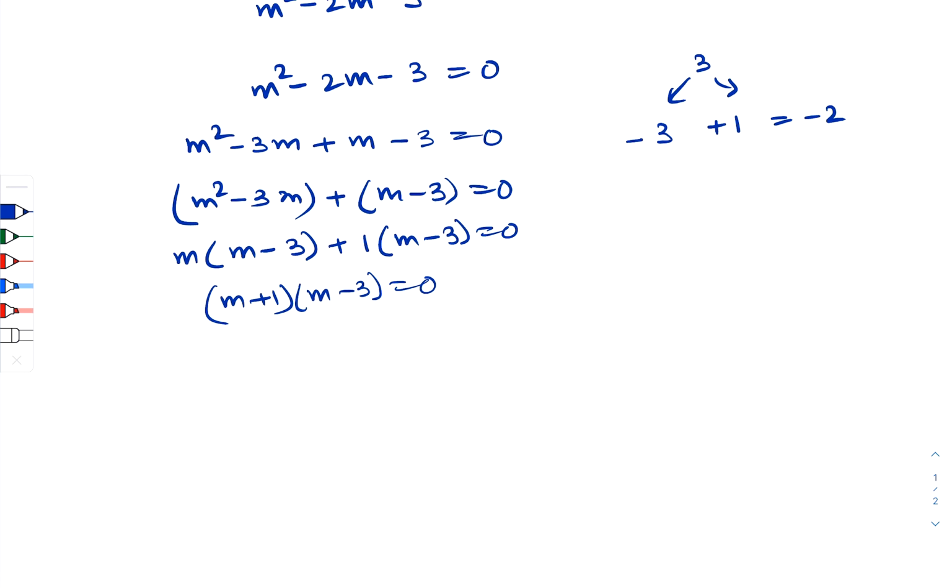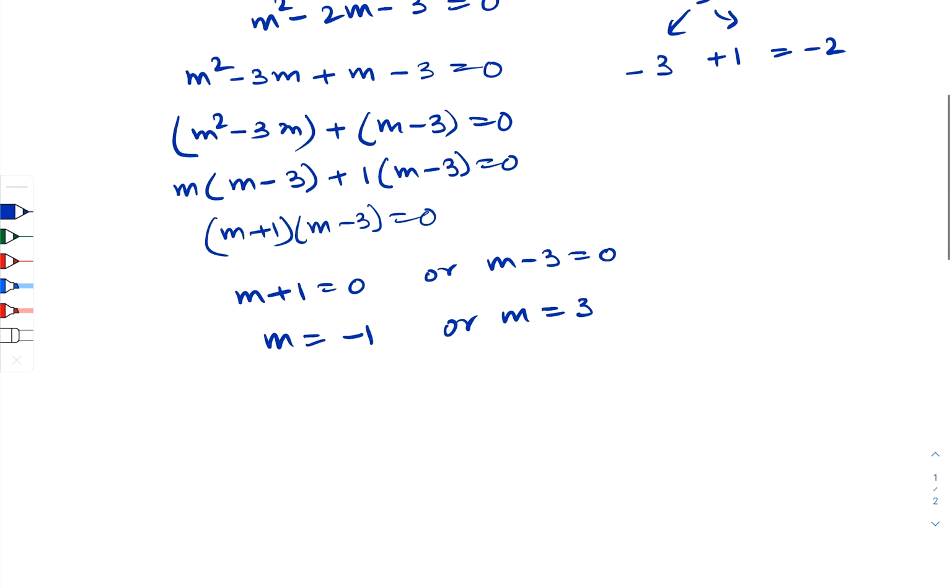All right, now all we have to do is separate them and solve for m. So m plus 1 is equal to 0, or m minus 3 is equal to 0. That gives me m is equal to negative 1, or m is equal to positive 3, right? So there are two possible values of m for which the expression is undefined. So what we can say is the solution set is negative 1, 3. And there you have it.